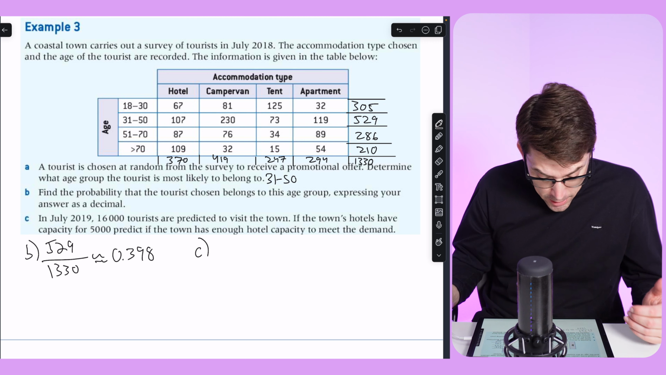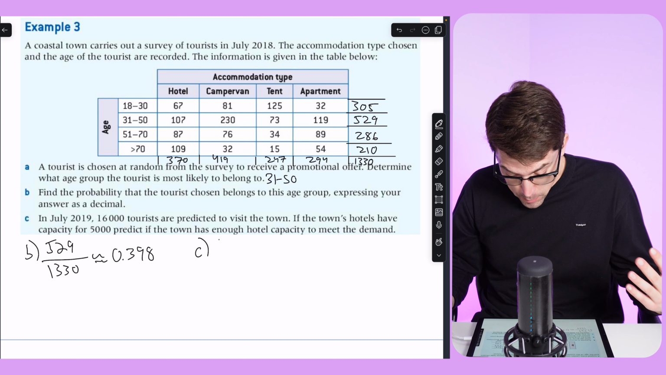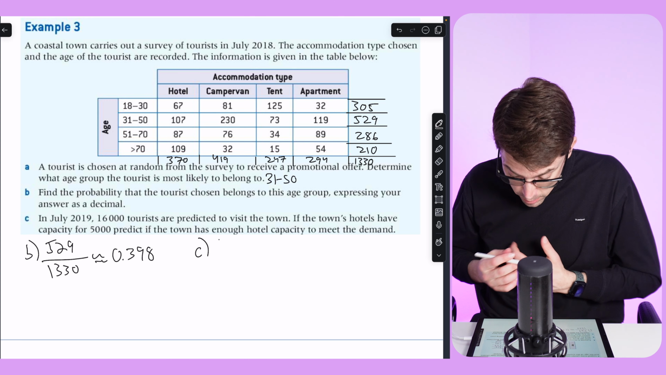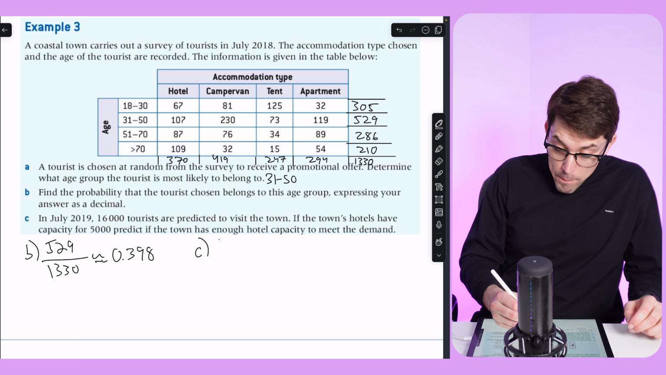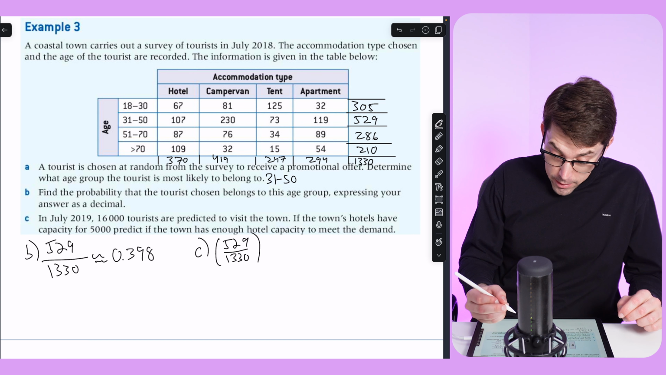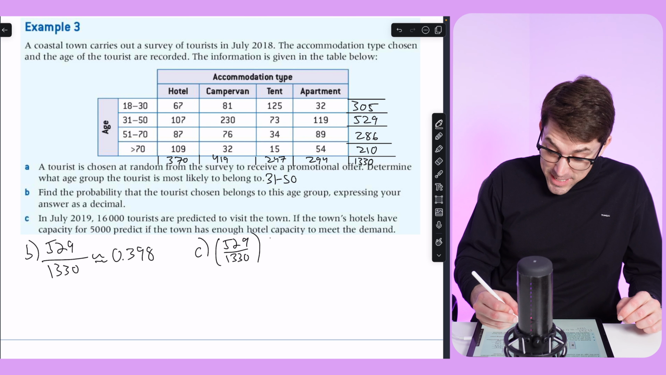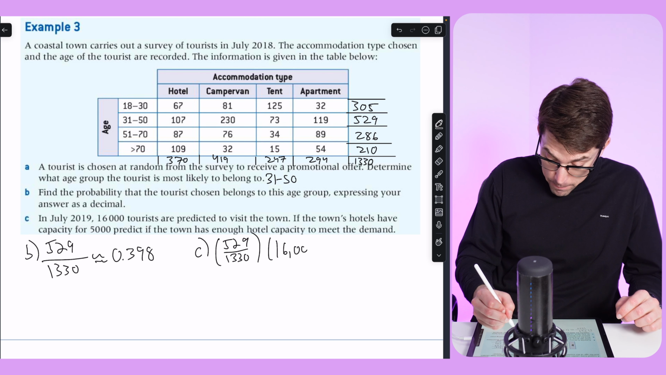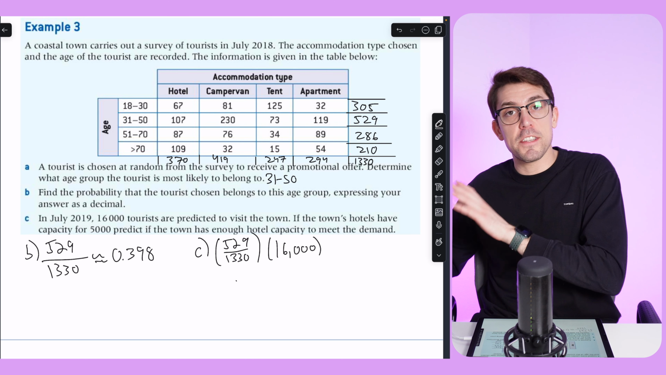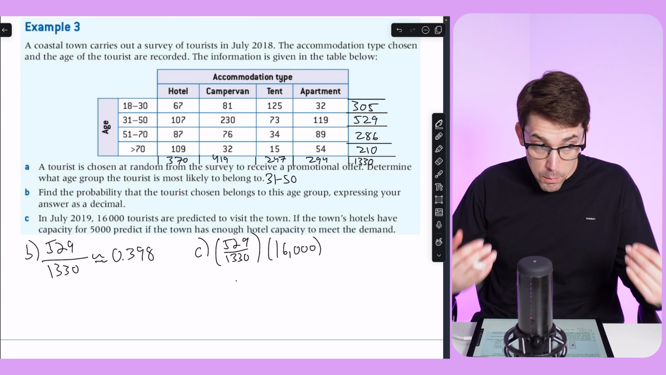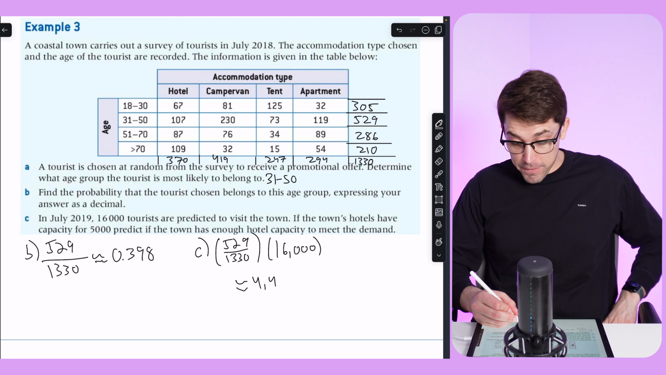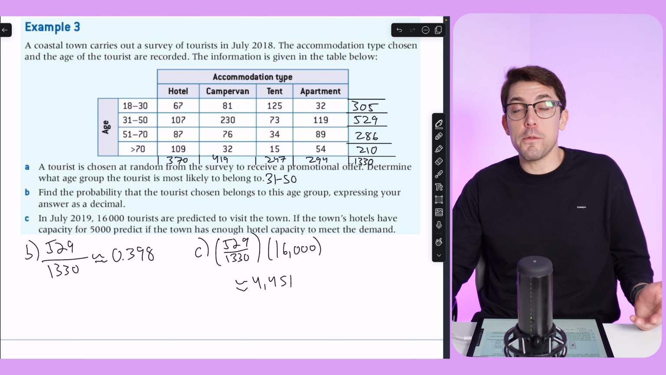And now in part C, 16,000 tourists are predicted to visit the town. However, the hotels only have a capacity for 5,000 total people. Are we going to have enough? Well, our probability states that we had 529 out of 1330 the year prior. But now I'm going to have 16,000 tourists. That's going to be my new population size. So what does this mean? This is going to be the likelihood of the number of people out of 16,000 to stay in a hotel. And what I'll find is that my answer is going to be about 4,451, meaning that yes, I do indeed have capacity.